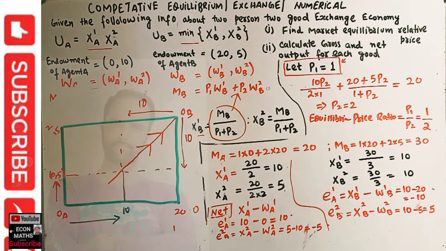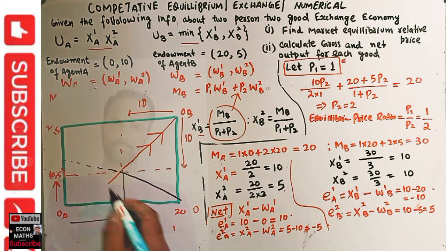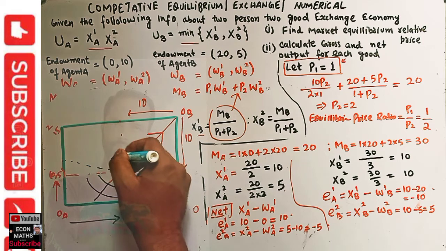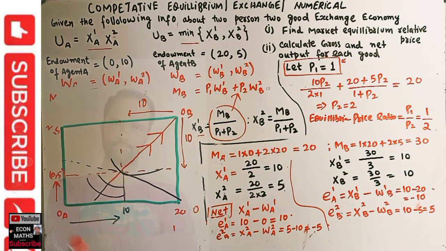I don't want to make it messy here. What was the price ratio? P1 upon P2 is equal to 1 upon 2. So if this is 10 here, our budget line will pass like this. This will be our budget line, and the utility function of person A will look like this, and it will pass through this point. And here this is the utility function.